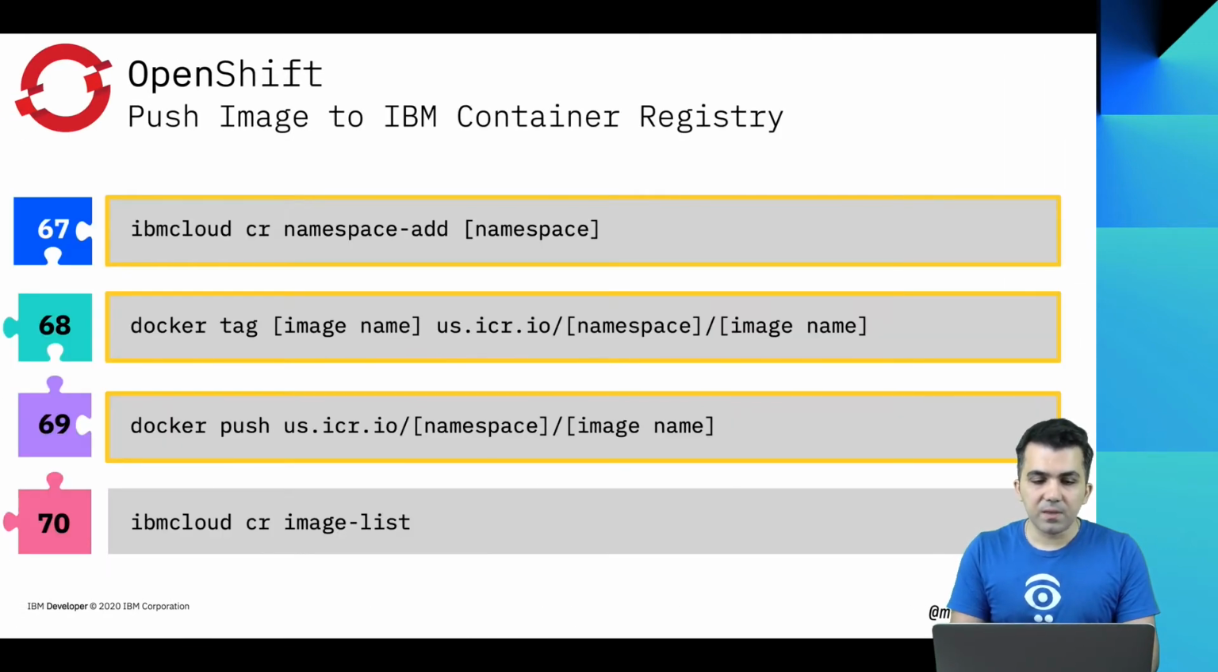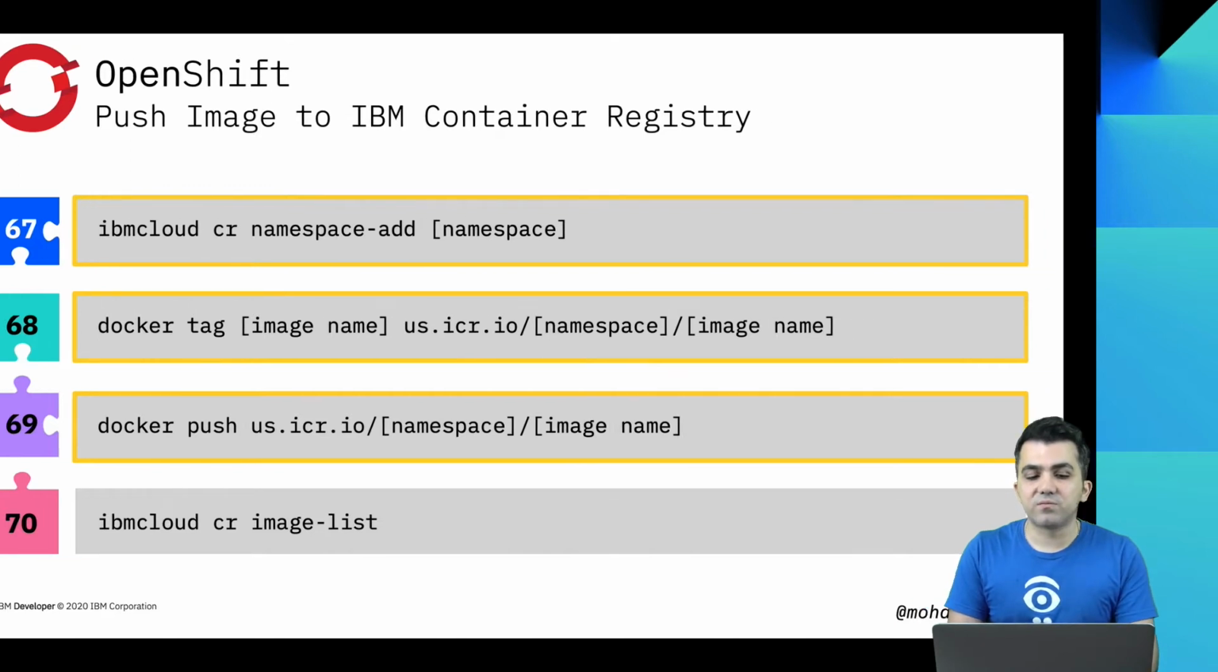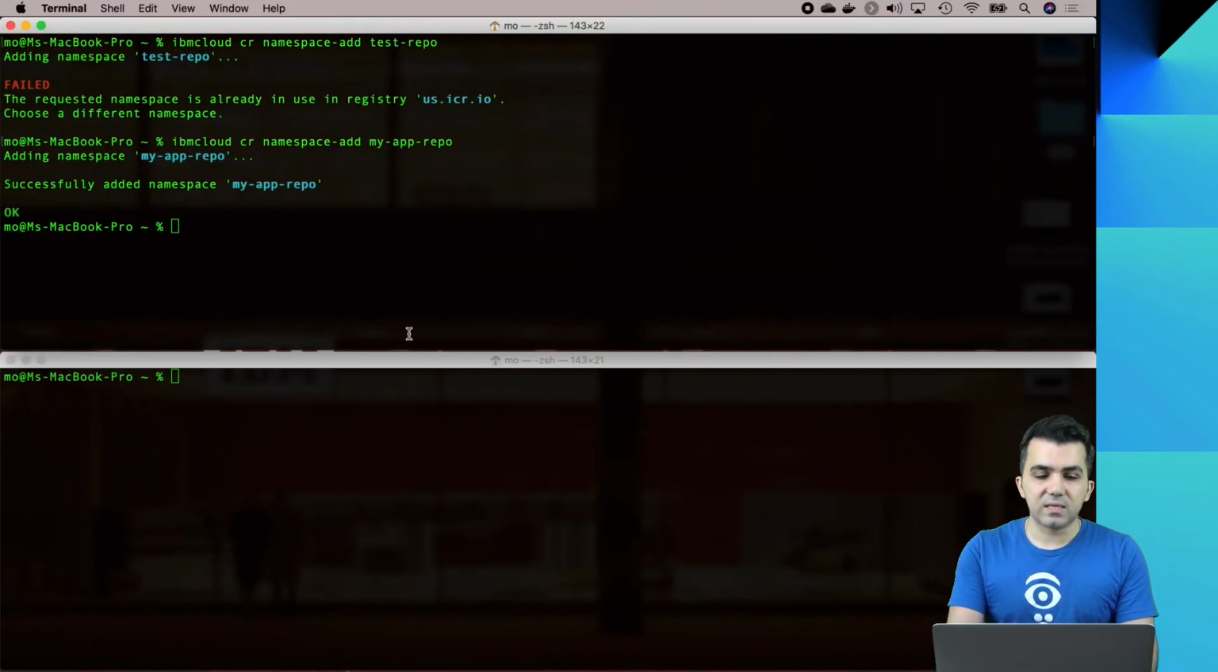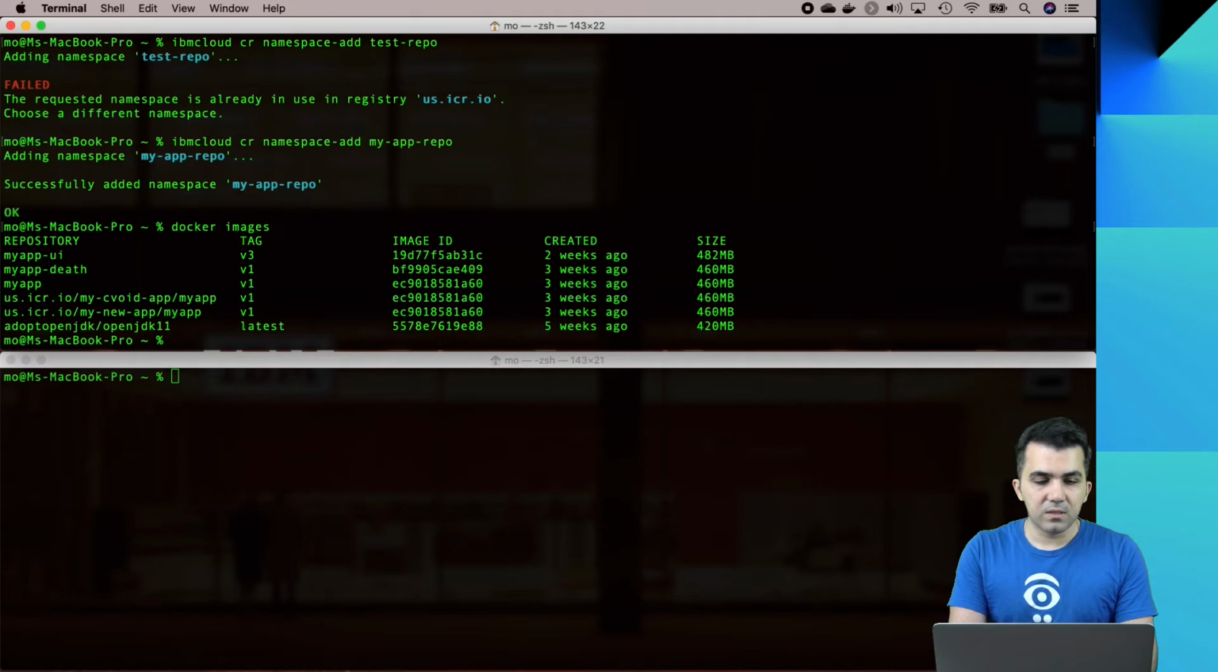Let's go back here, and then I'm going to tag one of my applications, the ones that we looked at in the previous lab and the one before that. I'm going to tag it with the us.icr.io namespace and then the image name. So let's take a look at our Docker images here. I've got my app UI death and my app, which is the number of positive cases for COVID-19.